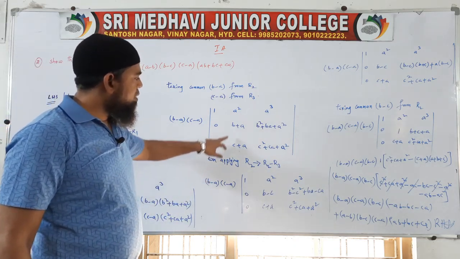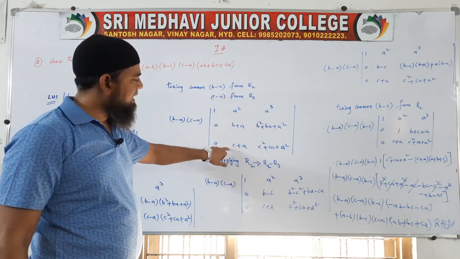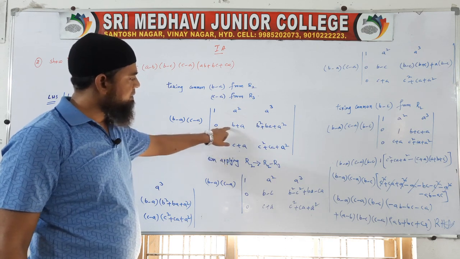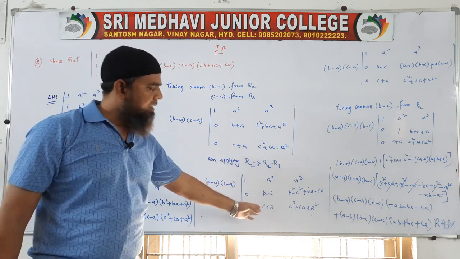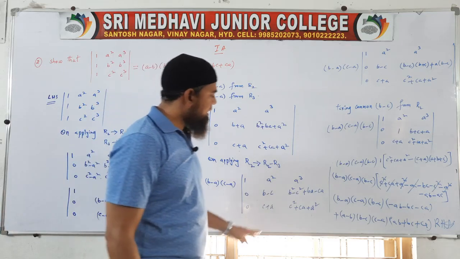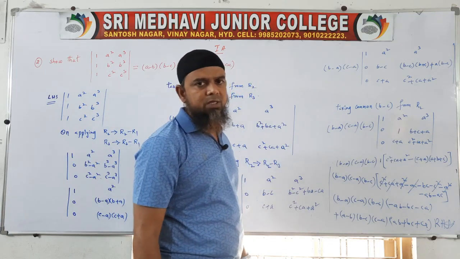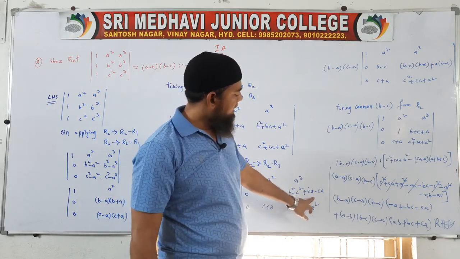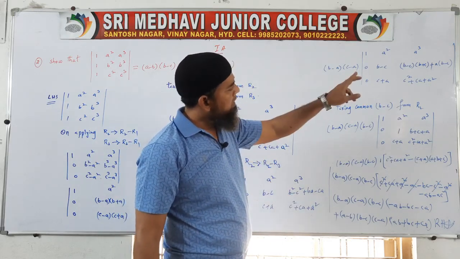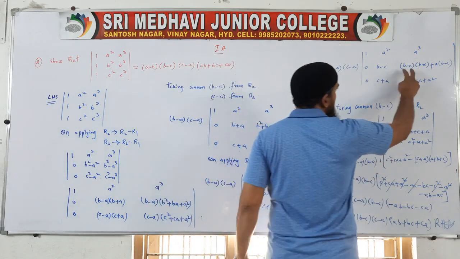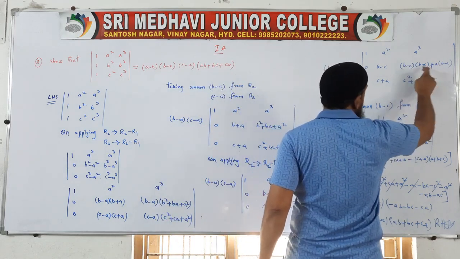Now I am applying the row operation. R2 becomes R2 minus R3. From this I am subtracting this one. You will get a matrix like this. Here you are getting B square minus C square. So instead of B square minus C square, I wrote B minus C into B plus C. From this I can take A common, A into B minus C. When I take B minus C common from this, automatically we will get A plus B plus C.